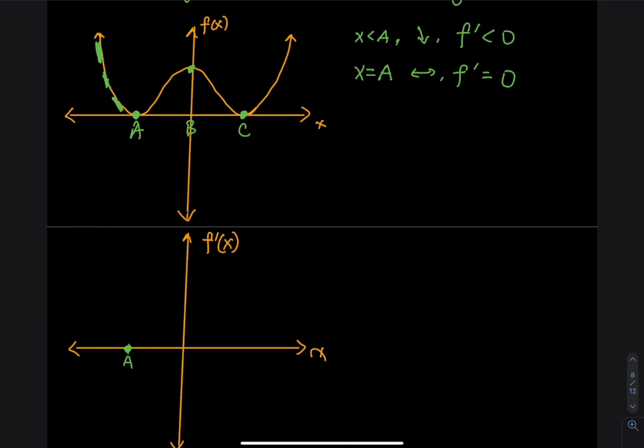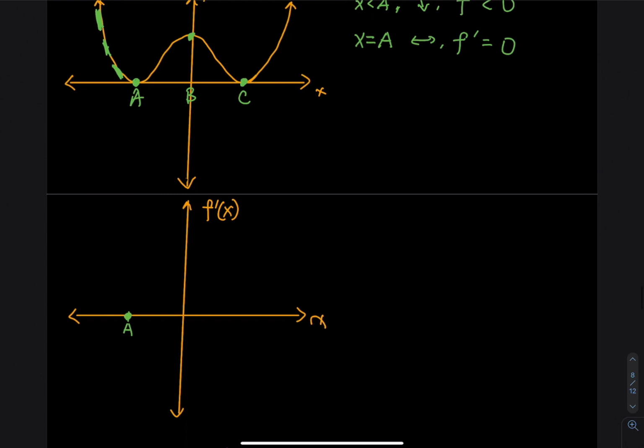But what about when x is less than a? When x is less than a, the slope is decreasing, right? Decreasing means we have to draw something below the x-axis. And this is how I do it. We have to go like this.